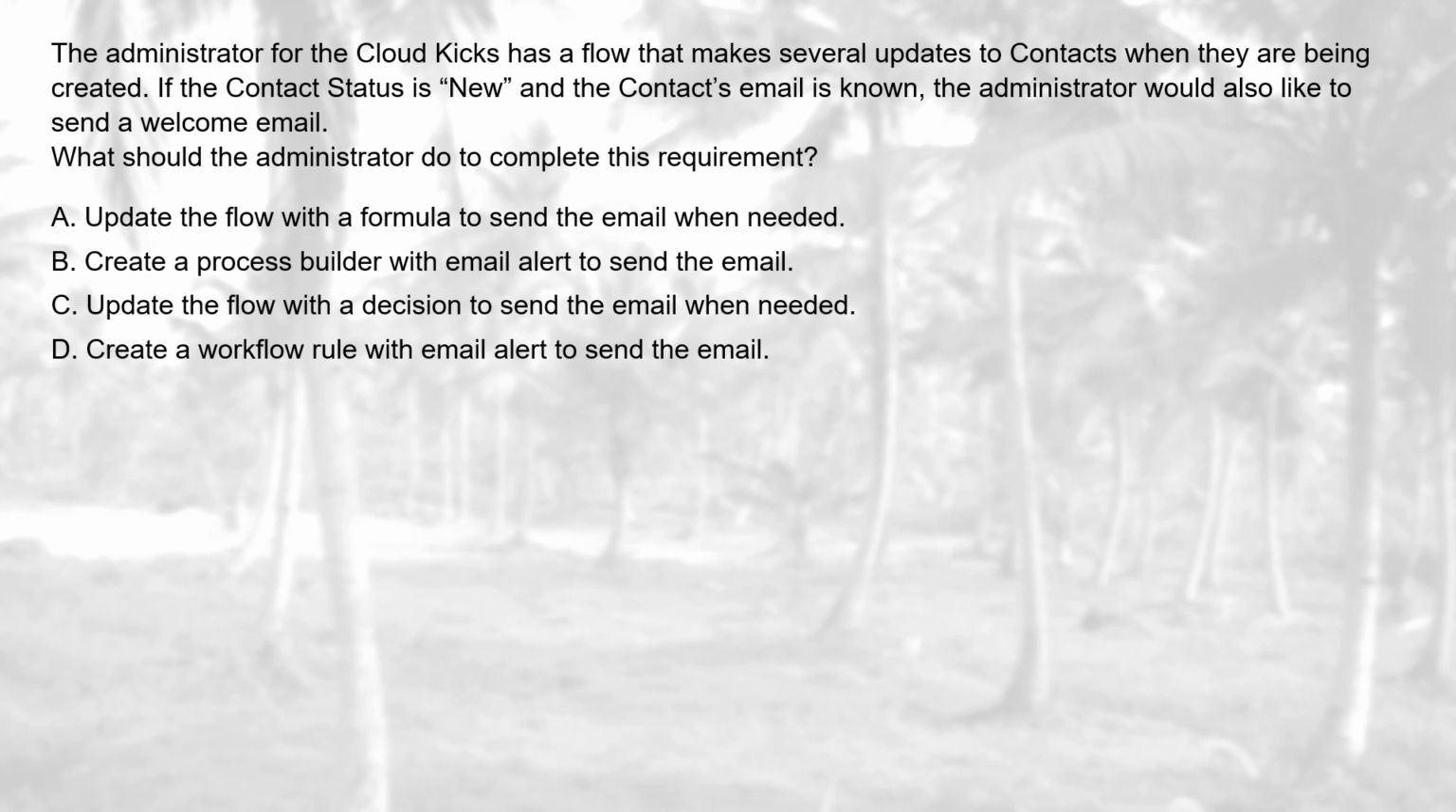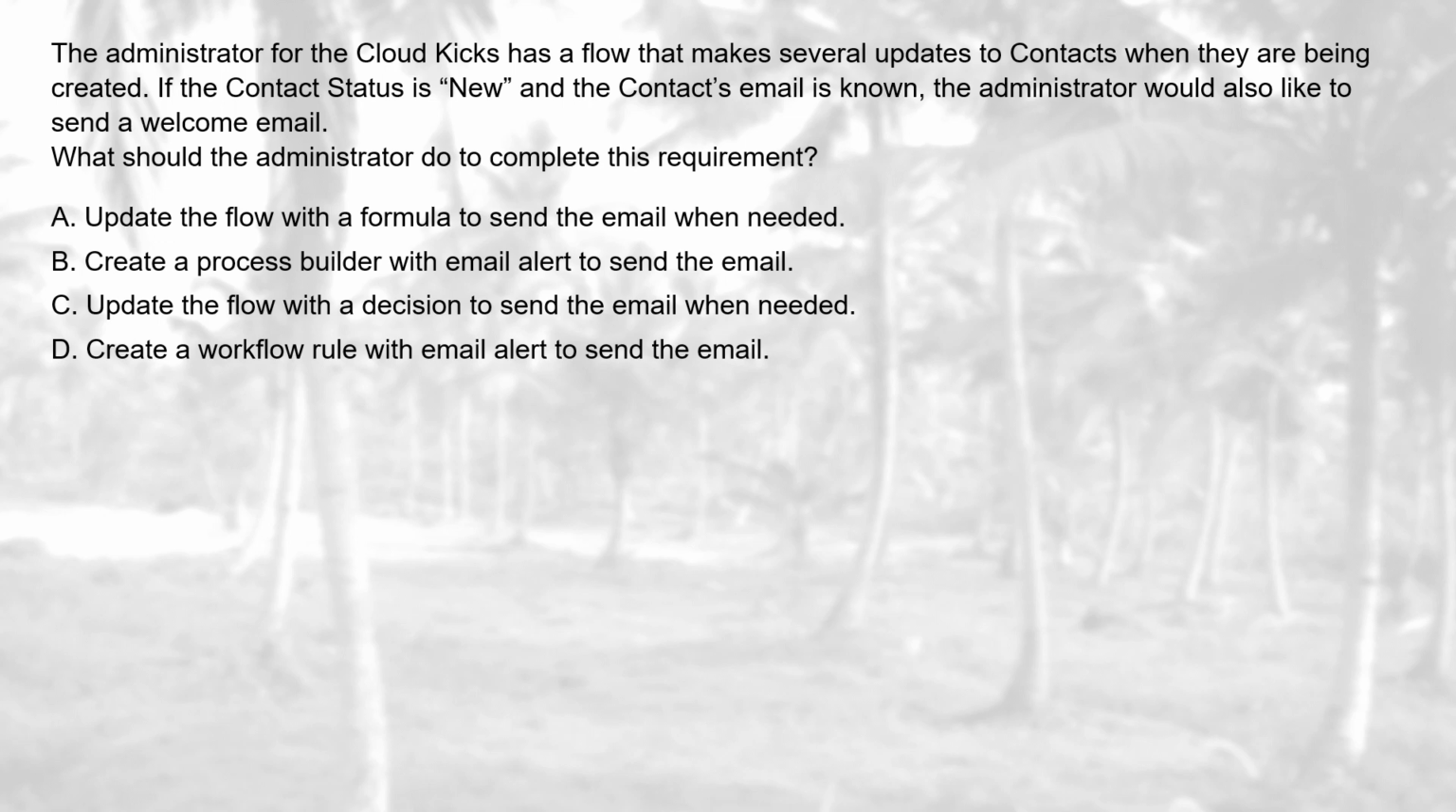Update the flow with a formula to send the email when needed. So formula is math, right? So this has nothing to do with math because it says it's a new contact and the email is known. Nothing about math, so that's out. B, create a process builder with the email alert to send the email. So process builder, as you know, is if this happens, then the next step is this, and then the next step is this, and the next step is this for your sales reps or your customer service reps. So it wouldn't be a process builder. So let's go to the next one.